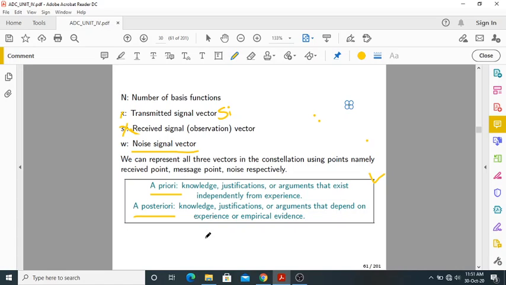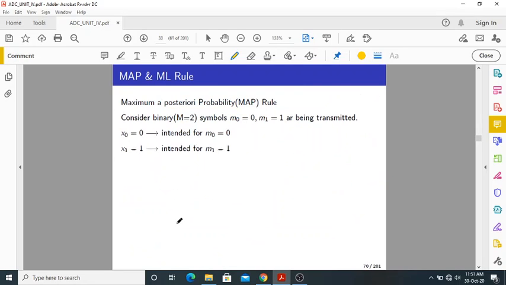A priori and a posteriori. So this is the simple dictionary meaning of a priori and a posteriori probabilities. Now the MAP rule means maximum a posteriori probability rule. So I'll explain by taking a simple example. What does the MAP rule mean?